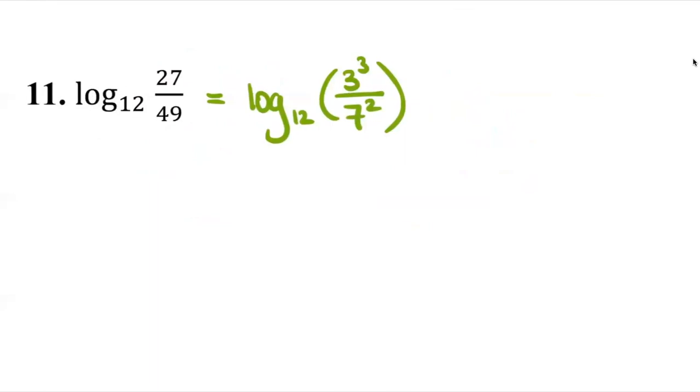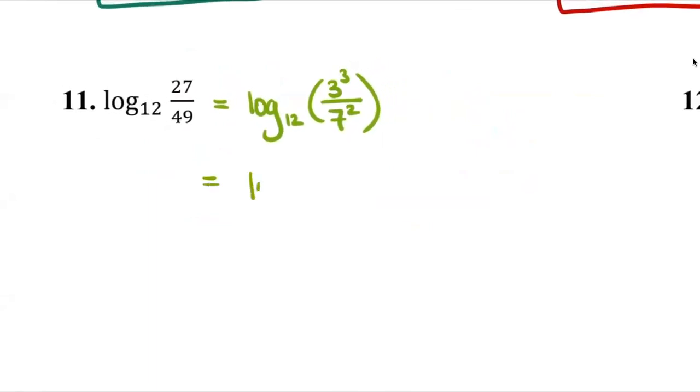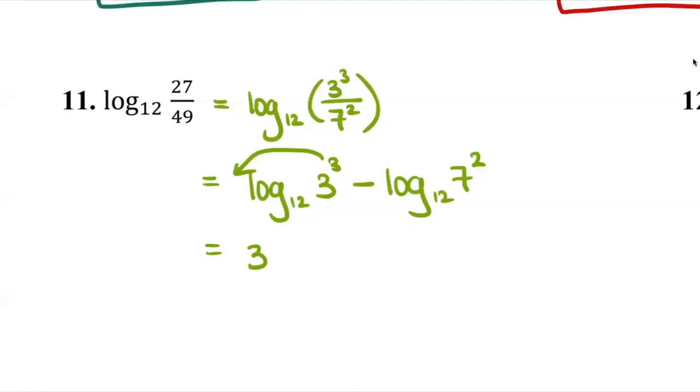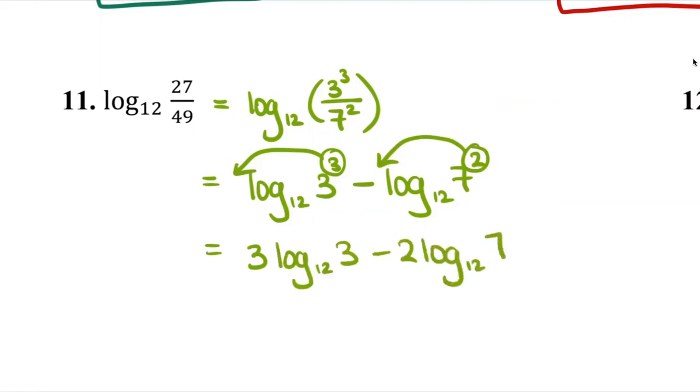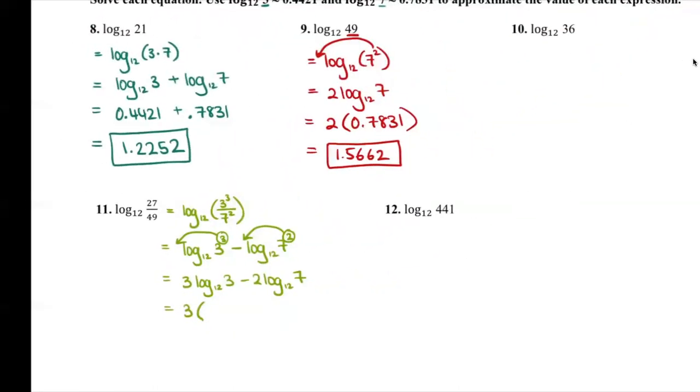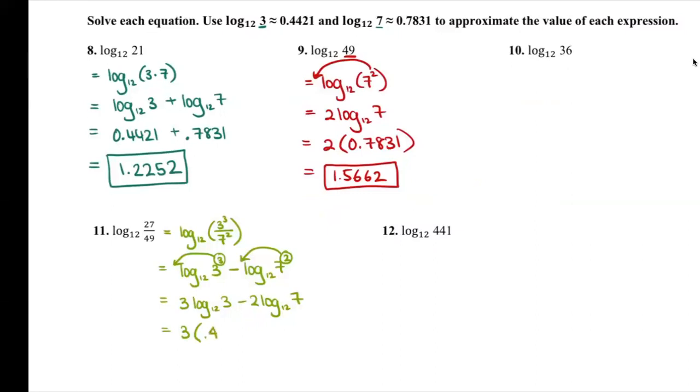Okay, and then let's split that up. I have log base 12 of 3 cubed minus, since it's division, I'm going to subtract when I split. And then I'll bring down that exponent, bring down that exponent, like so. All right, and then I'm going to replace those with the decimal, so 3 times 0.4421 minus 2 times 0.7831.